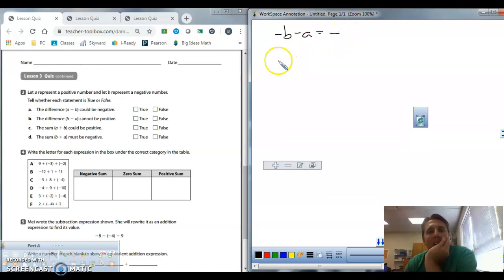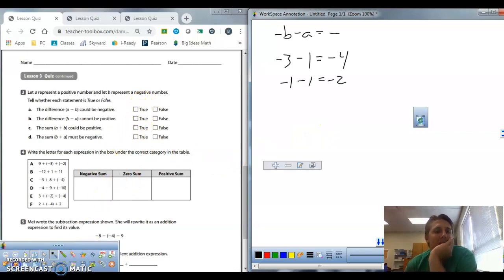If you want to plug in numbers, you could say something like -3 minus 1. That's going to get you -4. -1 minus 1, that's going to get you -2, okay? You're always going to have a negative answer there, okay? So, it cannot be positive would be true there. So right now we've got false, true, okay?